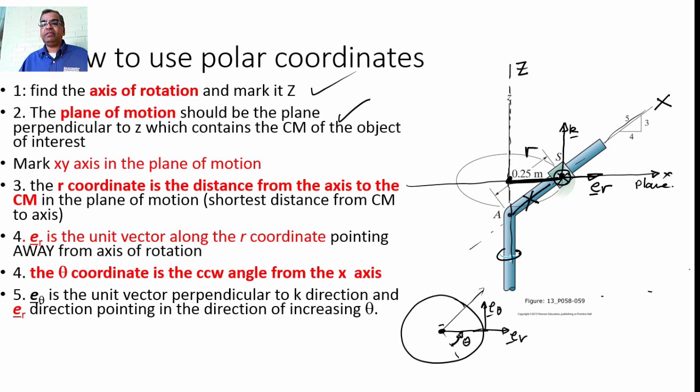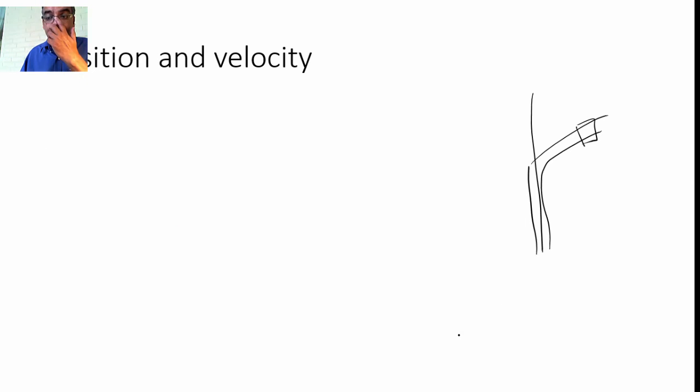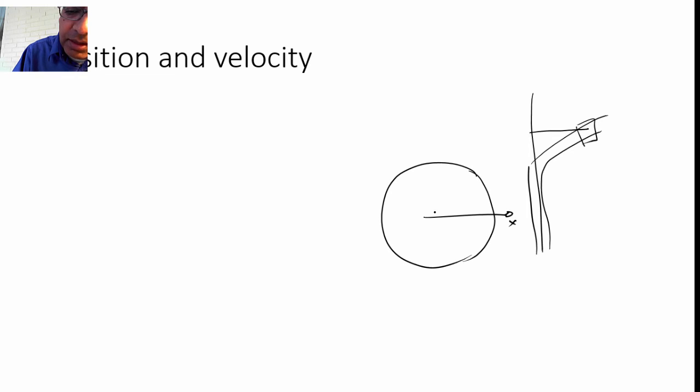Now we got the basic idea. Now we are going to figure out the position and velocity vectors. For the position vector, I'm going to mark it like that. If I look at it from above, here is the x direction, here is the y direction, z is coming out, and here is the particle. This is r, this is theta. This is e_r, this is e_theta. And by the way, the i and j directions: i is like that, j is like that.